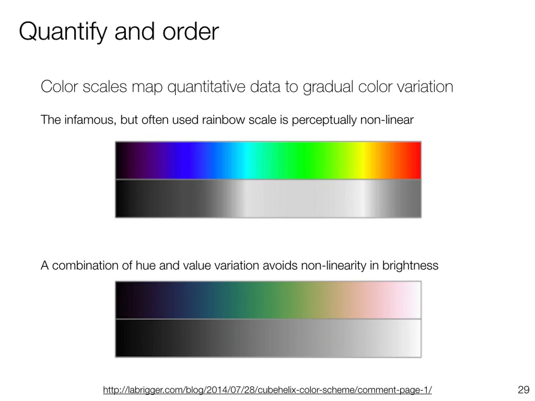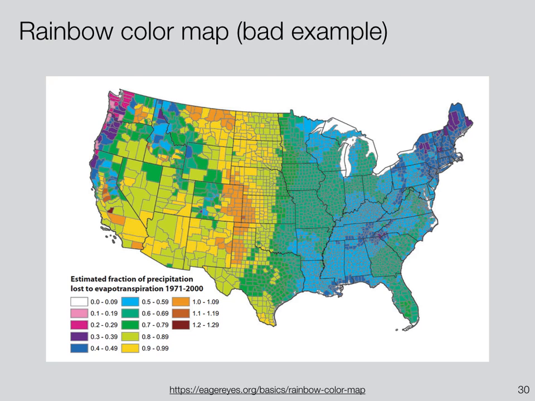There are alternatives. So if you combine hue with value variation, you can actually avoid that non-linearity and arrive at a better color scale. Just to show you what the bad rainbow color map does to, in this case, a choropleth map of the United States, you will see, if you scan the different counties, that it actually will be hard, especially when quite drastic value changes are bordering each other, to make sense of where are the high values, where are the low values, and so forth.